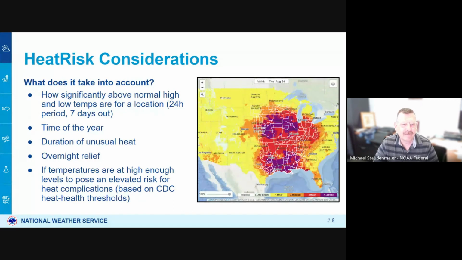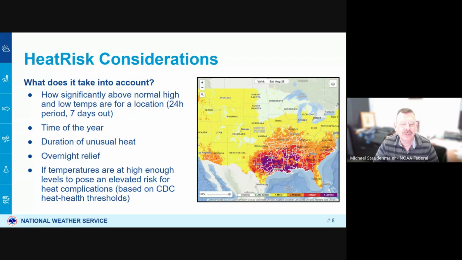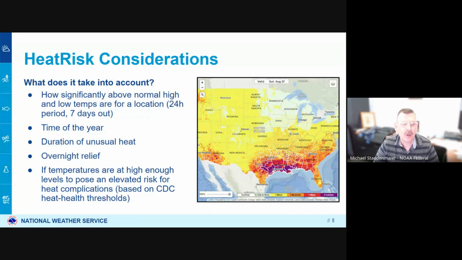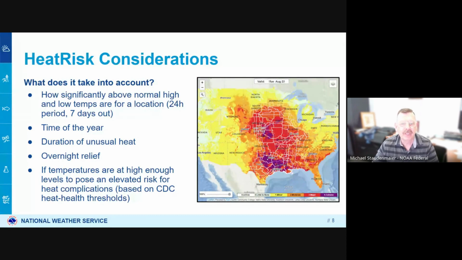And HeatRisk is the first national scale, high resolution US heat forecast tool to incorporate national heat health data within it, informing us of what temperatures are at levels that pose an elevated risk for heat-related health complications.